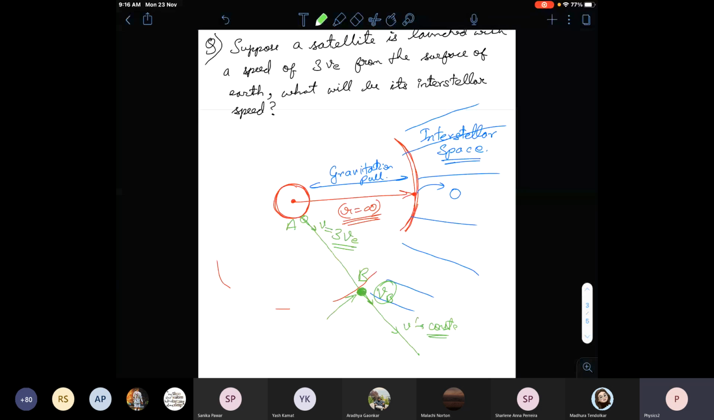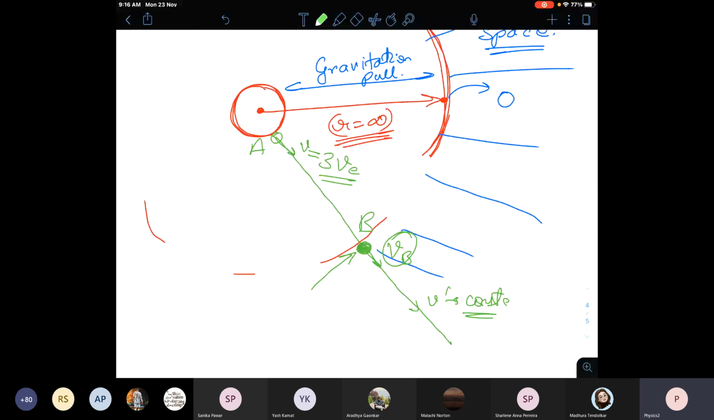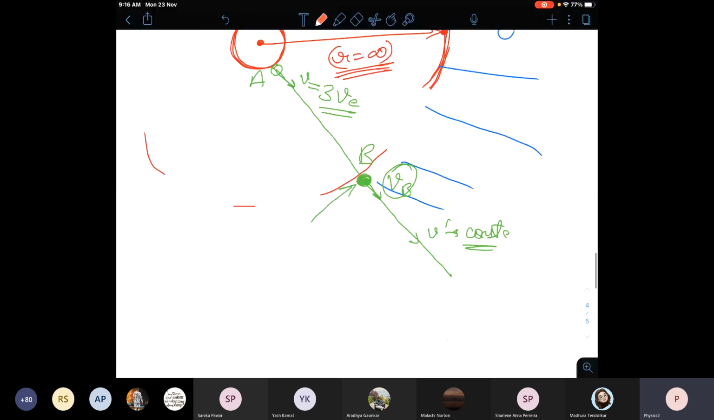So how to calculate this? This kind of question is the reason why I applied conservation of energy in the derivation of escape velocity, because here conservation of energy will be applicable. You won't be able to apply any of the formulas. What you have to apply here is conservation of energy. Again, A point is your initial point, B point is your final point.